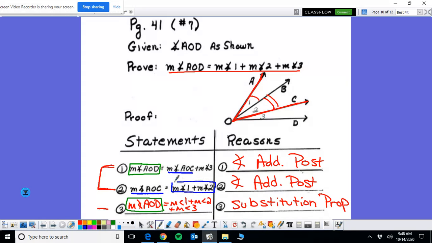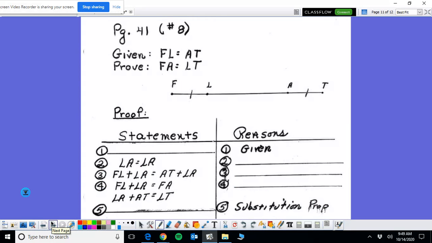I could input it right there, and it's a little tricky trying to show substitution with boxes, but if you take it slow, it does work. Once again, AOC is the same thing as 1 plus 2, so I can input 1 plus 2 there. And then if you read it, AOD equals 1 plus 2 plus 3. It's the same thing as this. So that would be substitution. And let's look at the last one. A few more steps on this one.